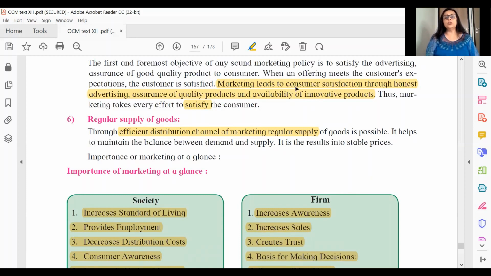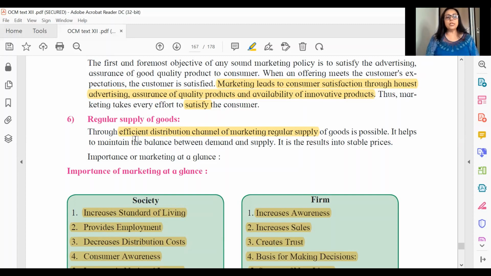Marketing leads to consumer satisfaction through honest advertising, assurance of quality products, and availability of innovative products. So this again is how it serves the consumers. All right. Similarly, a very important concept of marketing is the efficient distribution channel. Marketing is something by which production is done. There are loads of good quality products, but all of that goes waste unless there's a proper distribution channel.